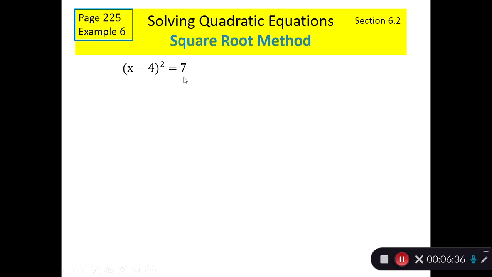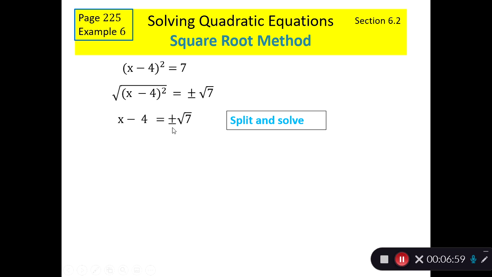Try another one. Same routine, same procedure. Here we go. Take the square root of both sides, square root of here, square root of 7, positive, negative. This is x minus 4 comes out, positive, negative, square root of 7. And again, we can't just subtract the negative 4. We have to actually go ahead, split it, and solve it. So x minus 4 plus square root of 7, x minus 4 minus square root of 7.